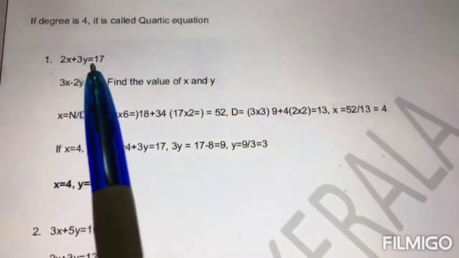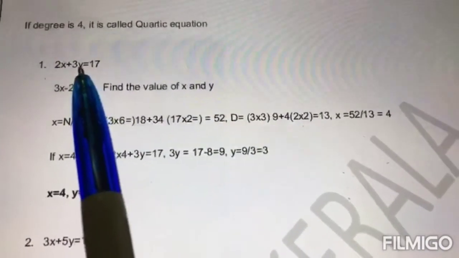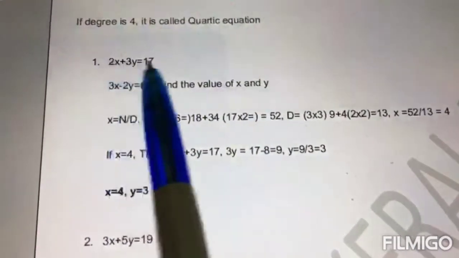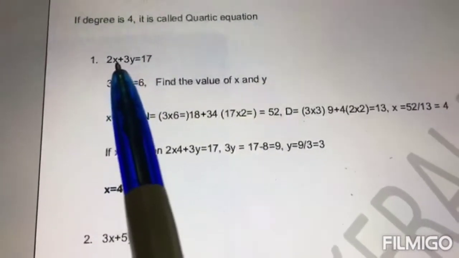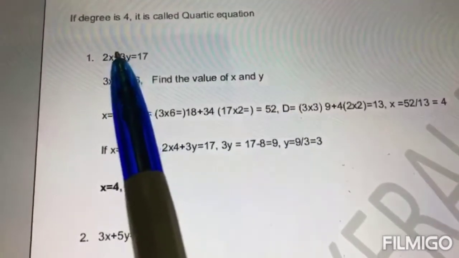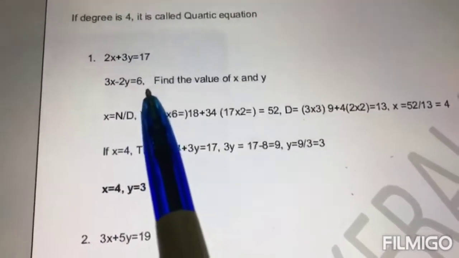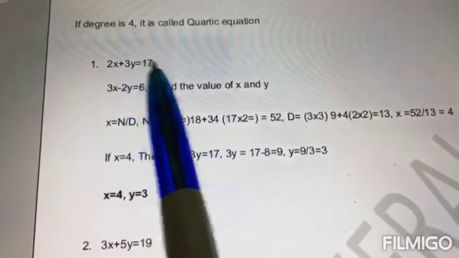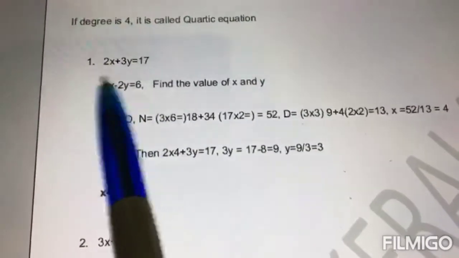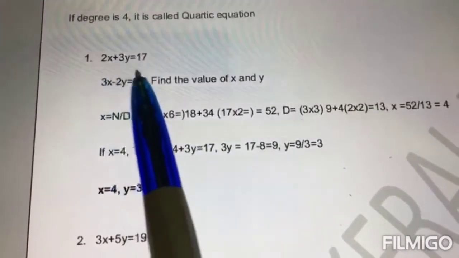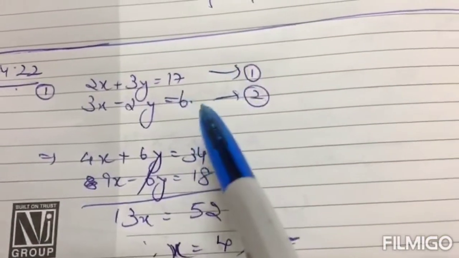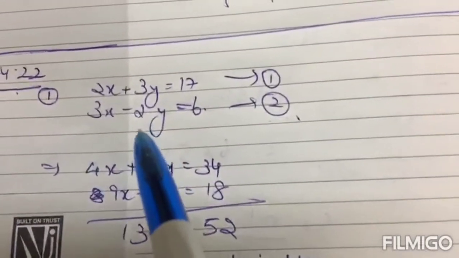So these are, first of all, equations because they are connecting an expression with a number with an equal to sign. What is the degree of the first equation? It is 1 because the highest power here is 1. It is x raised to 1, y raised to 1. Same with the second one. So these are called linear equations because equations with the degree 1 are called linear equations, correct? So in order to find the value of x and y, we have to solve them like we solve simultaneous equations. So first let us call the first equation number 1 and the second one number 2.